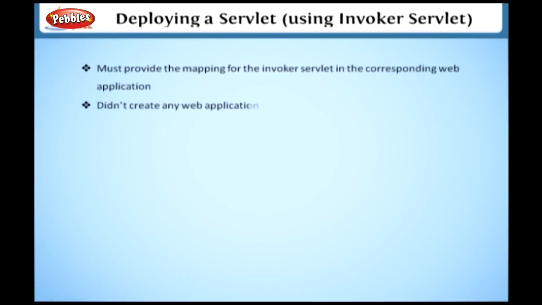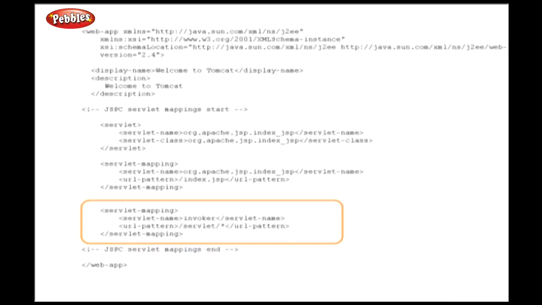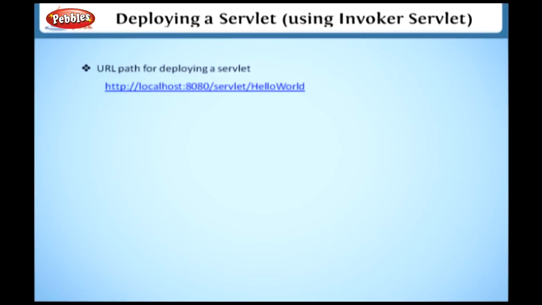Here, we didn't create any web application. Thus, we can use the ROOT directory. Open the web.xml file in the WEB-INF directory under the ROOT directory. The mapping for the invoker will be like this. Here we gave the URL pattern as servlet, which means we simply type the URL path for deploying a servlet, like this. When compared to the previous URL path, here we needn't give the web application name.